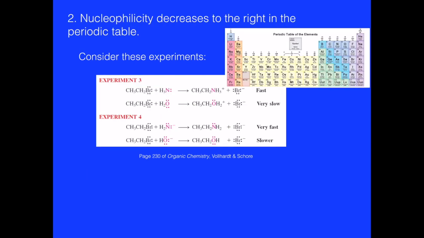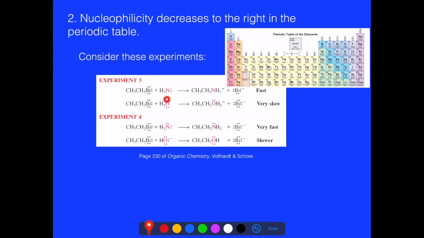The next property we want to look at is that nucleophilicity decreases to the right in the periodic table. As we go from, say, boron to carbon, nitrogen, oxygen, fluorine, the ability to act as a nucleophile decreases as we move to the right. We can prove that if we have a substrate with the same leaving group in two different trials in an experiment.